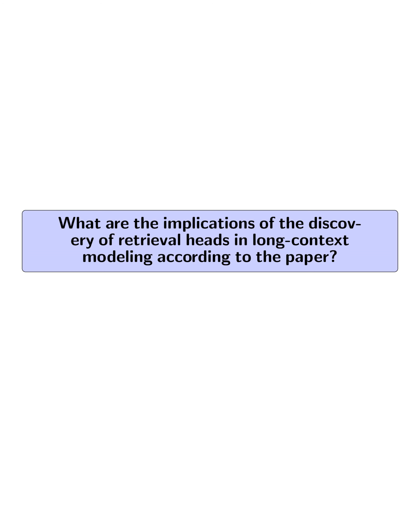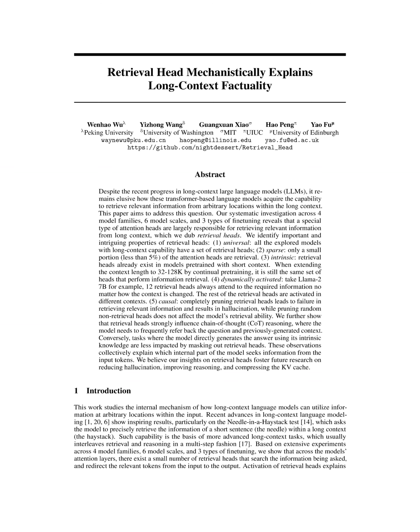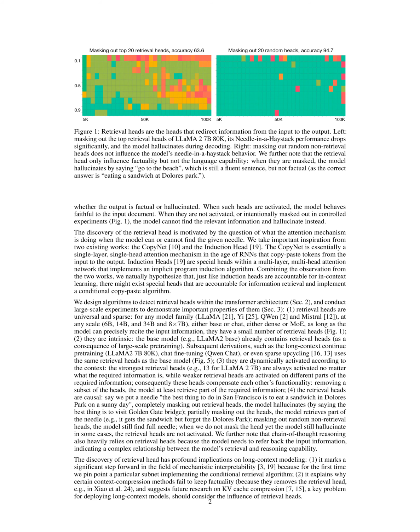What are the implications of the discovery of retrieval heads in long context modeling, according to the paper? The discovery of retrieval heads in long context modeling has several implications according to the paper. Firstly, it marks a significant advancement in mechanistic interpretability by pinpointing a specific subnet responsible for implementing the conditional retrieval algorithm. Secondly, it explains why certain context compression methods fail to maintain factuality, as removing the retrieval heads results in a loss of the model's ability to accurately retrieve information.